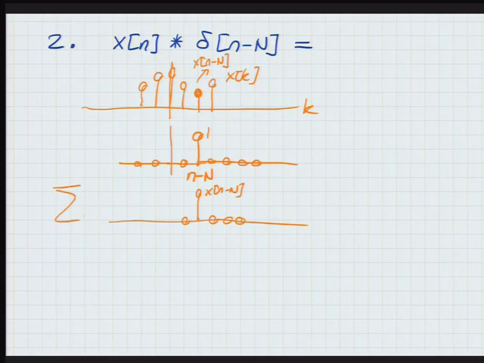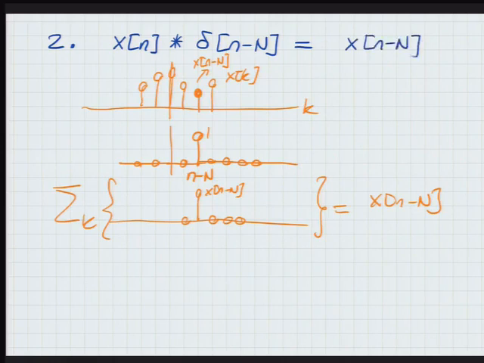And then I sum this over k, and it gives me x of n minus n. Okay? So it's important to understand what's going on here. When you take the convolution of a signal with an impulse, nothing changes, you get the same signal back. If the impulse is a shifted impulse, then you get to shift the signal itself. Okay? So those are two important properties. Any questions?